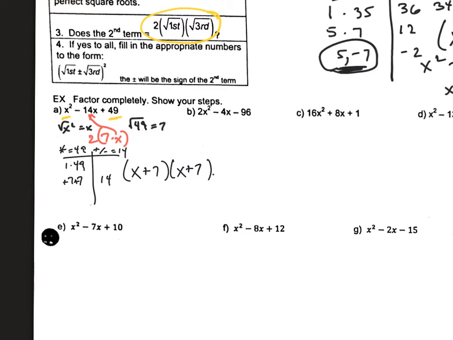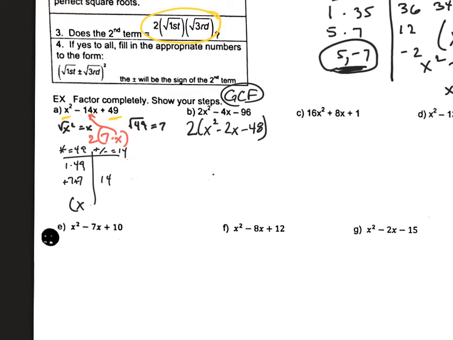Please don't forget about greatest common factor. You can see here that we actually have one. They have a 2 in common, so we have to take a 2 out. So we're left with x squared minus 2x minus 48. Now 48 is not a perfect square. I'm going to move my answer down here.